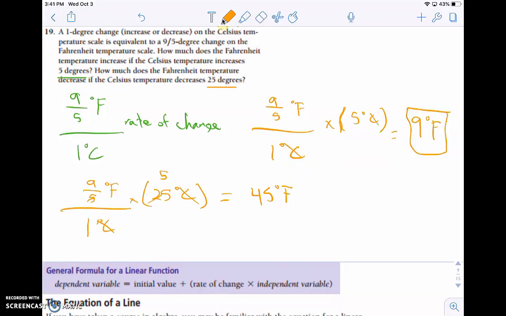So as we look at the change, and this is going to be a decrease, sorry about that, and this one was an increase. Once we have that rate of change, and we know in this case we're using degrees Celsius as an independent variable and Fahrenheit as a dependent variable, we can quickly figure out how one changes with respect to the other.